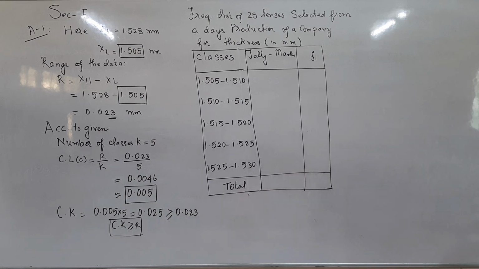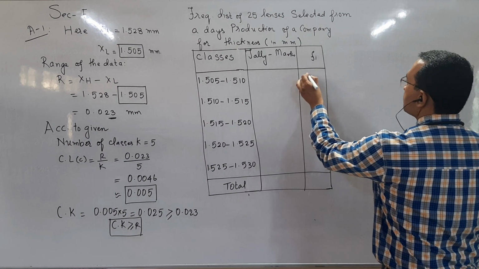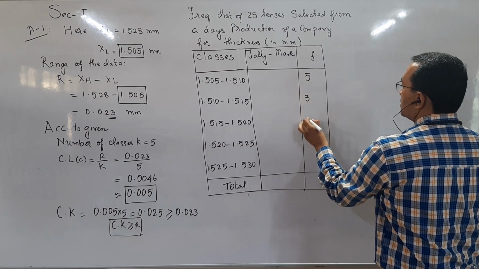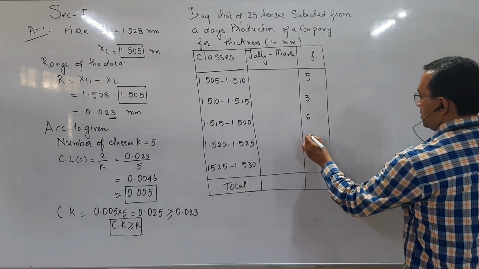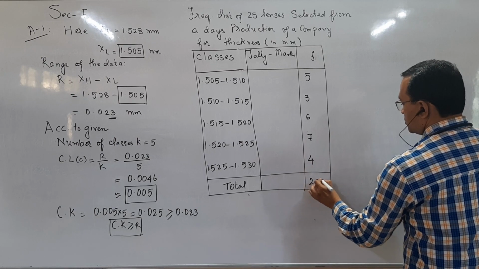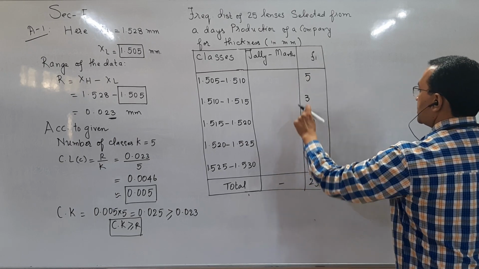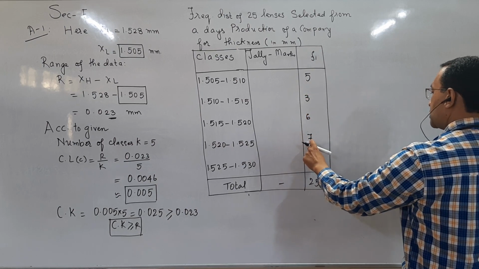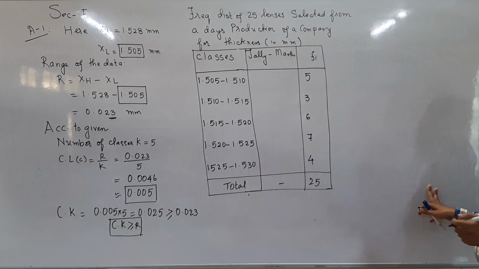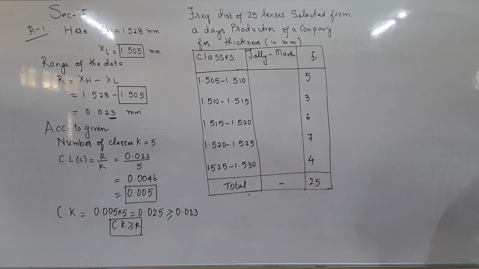So I have already predetermined the frequencies: 5, 3, 6, 5, 3, 6. The last two frequencies are 7 and 4. So this total comes out to be 8 and 6, 14, 14 and 11, 25. So this is our required frequency distribution.